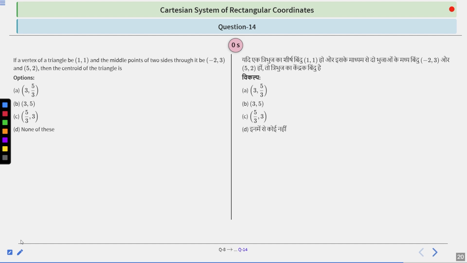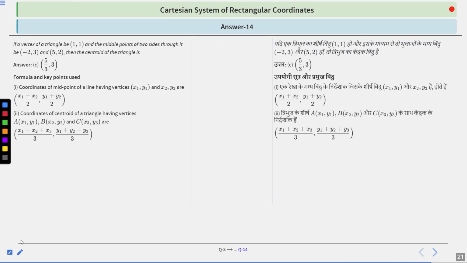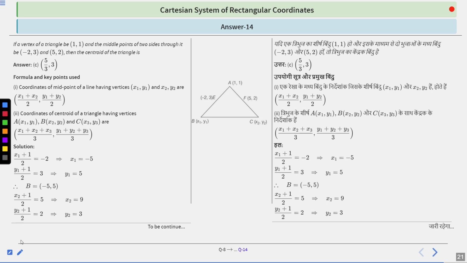Okay, let's move to the solution part. The formula and key points used. The coordinates of the midpoint of a side having endpoints (x1, y1) and (x2, y2) are ((x1 plus x2) by 2, (y1 plus y2) by 2). Coordinates of the centroid of a triangle having vertices A(x1, y1), B(x2, y2) and C(x3, y3) are ((x1 plus x2 plus x3) by 3, (y1 plus y2 plus y3) by 3), right? Next let us see the solution.